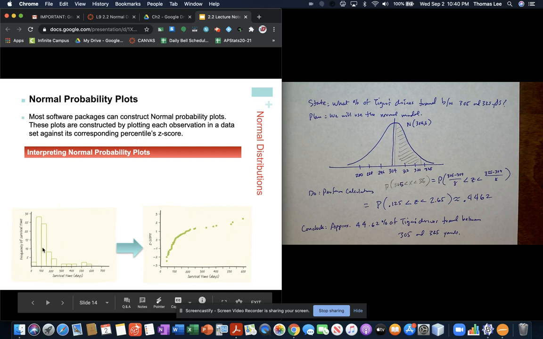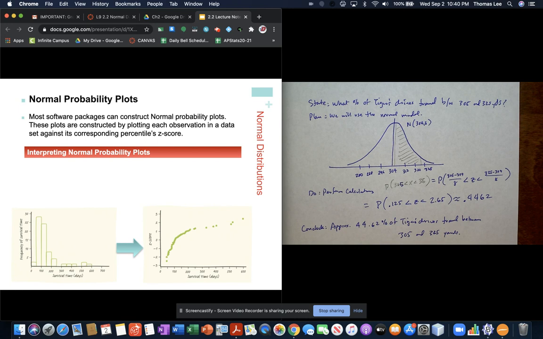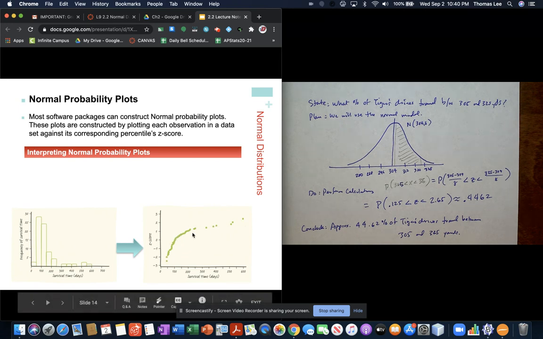No, obviously not. Yes, it's unimodal, but it doesn't look symmetric at all. This is heavily skewed to the right. So when you plot what's called the normal probability plot, this is not going to be linear. This is going to be very curved. Okay, and you can see that it's very curved.